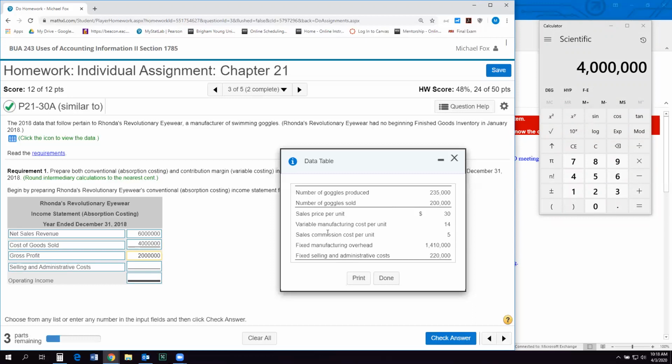Then my selling and administrative costs would be my sales commission per unit sold plus the fixed selling and administrative costs. So I'm going to take $5 in sales commissions times 200,000 units sold, should be $1 million, plus the fixed selling and administrative cost. My total selling and administrative cost is 1,220,000. My operating income is just 2 million minus the 1,220,000, or 780,000.